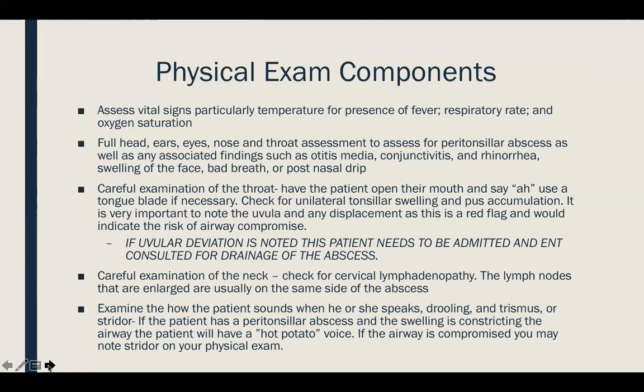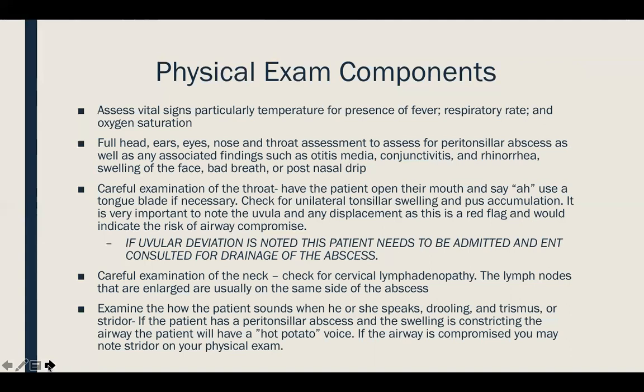It is very important to note the uvula and any displacement, as this is a red flag and would indicate risk of airway compromise. If uvular deviation is noted, this patient needs to be admitted possibly and consulted to the ENT for drainage of the abscess.